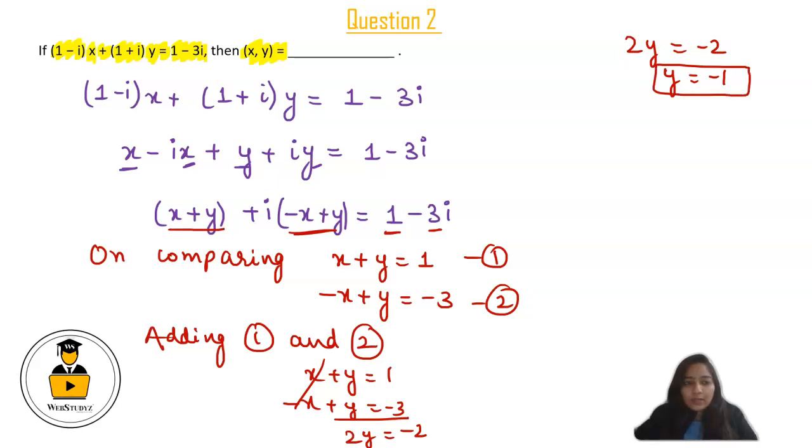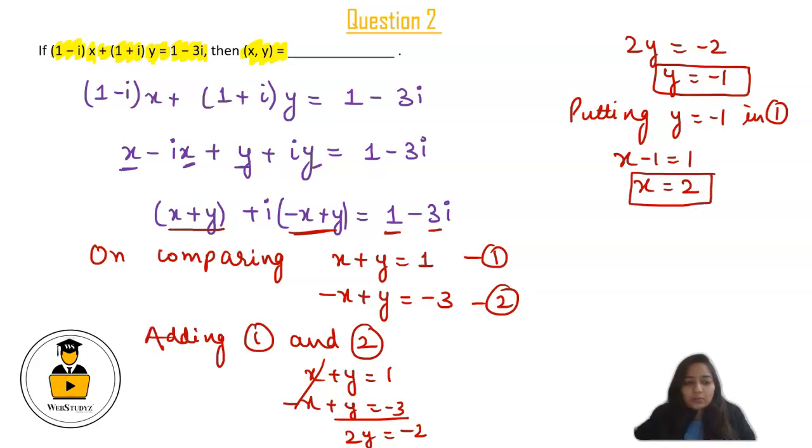Now we will put this value in equation 1. Putting y equal to minus 1 in equation 1, we have x minus 1 is equal to 1. So we have x is equal to 1 plus 1, that is 2. The value of x is 2. So we can write (x, y) as x is 2, y is minus 1. So (2, minus 1) is the final answer for this question.